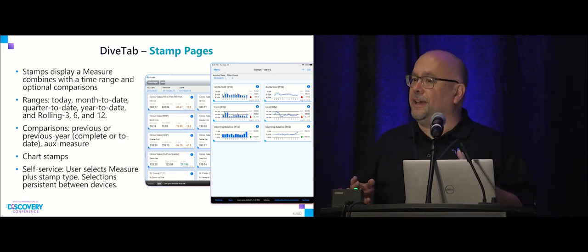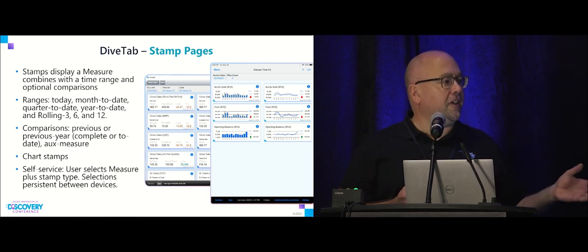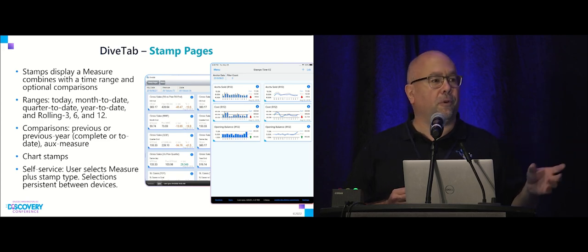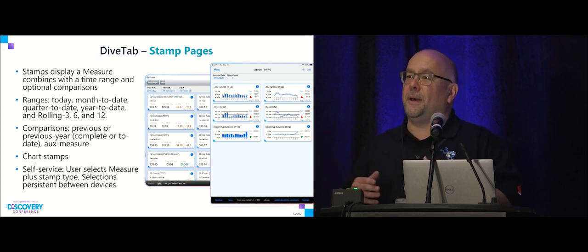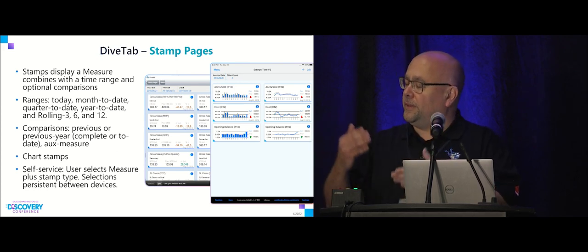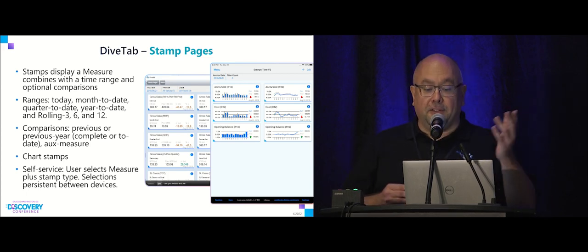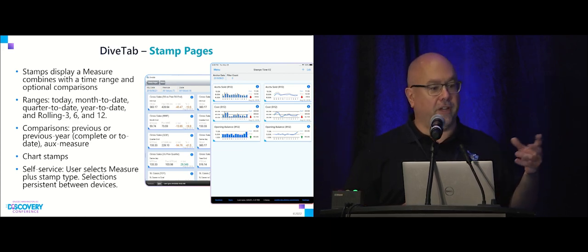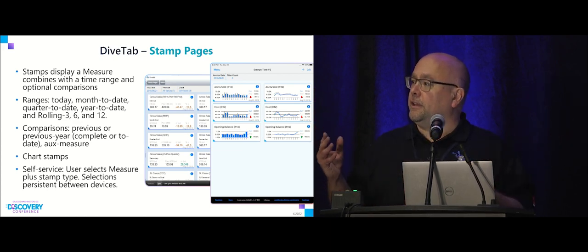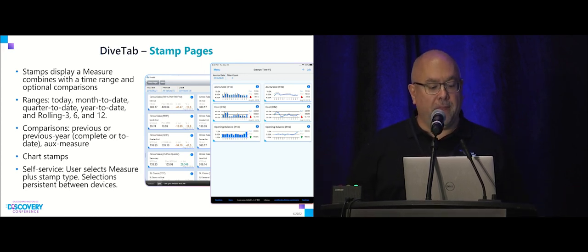One of the other ones we added was a comparison versus an aux measure. So this allows you to create a stamp that shows you, for example, current versus budget or current versus goal. And you can do the difference. So you could see, you know, what percent are we off by, or what's the raw number, but the difference between the two. These stamps can be created either as, you can see some examples of some text stamps, but we also have charts which will show the rolling 12 or the year to date in bar or line form.